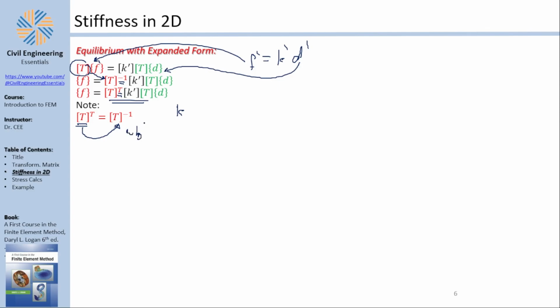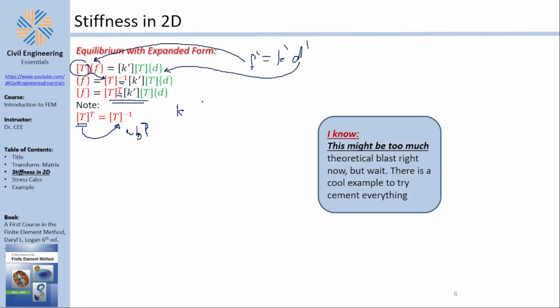But why? This, of course, is something you should check out in Daryl Logan's book. He refers you to a proof for this, so you should double check that. For now, take me at my word, the transformation matrix transpose is the inverse. All right, so I know this might be too much theoretical blast, but wait, there is a cool example in the end, but we need to wait a little bit.